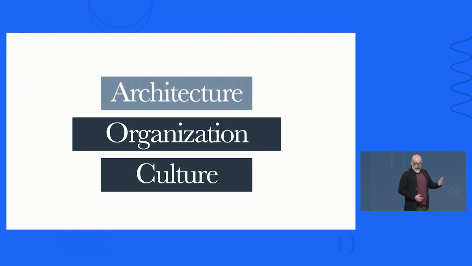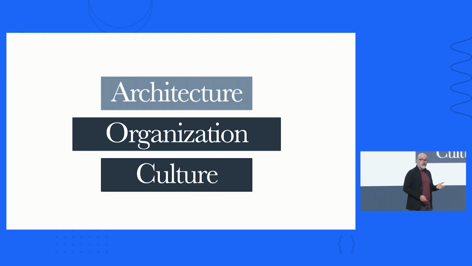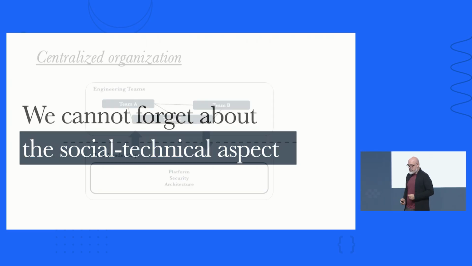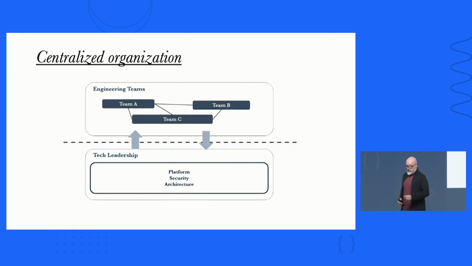Now, therefore, when we have architecture and organization we touch, we need also to think about culture, because unfortunately, you cannot have the perfect socio-technical system if you don't think about that. The socio-technical system is extremely important. So, thinking about centralized organization.